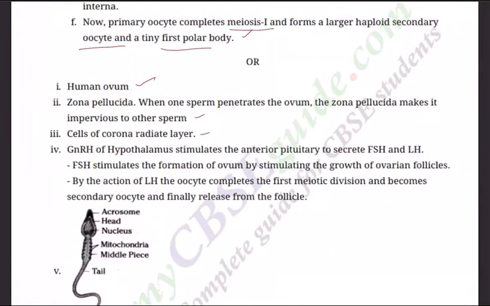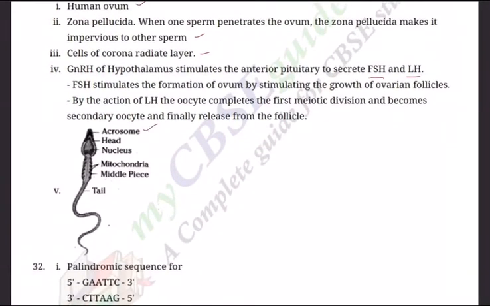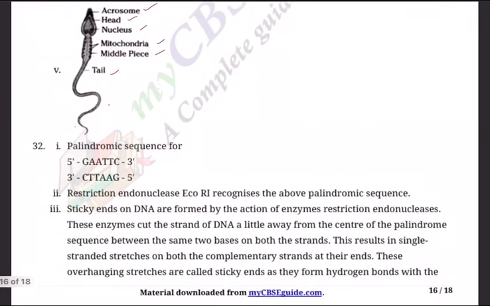Fourth one, GnRH, gonadotropin releasing hormone of the hypothalamus, stimulates the anterior pituitary to secrete FSH, follicle stimulating hormone, and LH, luteinizing hormone. FSH stimulates the formation of ovum by stimulating the growth of ovarian follicles. By the action of LH, the oocyte completes the first meiotic division and becomes a secondary oocyte and is finally released from the follicle. And the diagram is sperm. Label it: acrosome, head, nucleus, mitochondria, middle piece and tail.